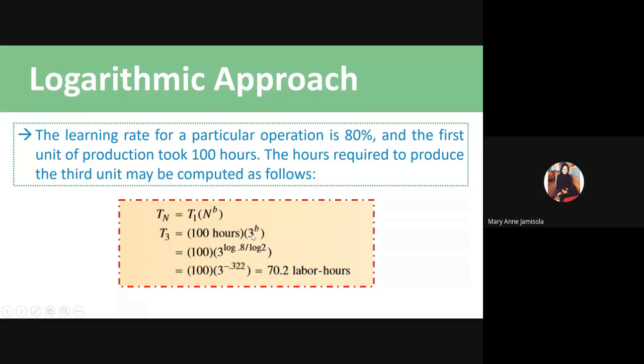B is your slope. So that's logarithm of the learning rate, in this case 80%, over logarithm of 2. It will give you 70.2 labor hours. So we need 70.2 hours to finish the third unit. Okay. So that is the logarithmic approach.